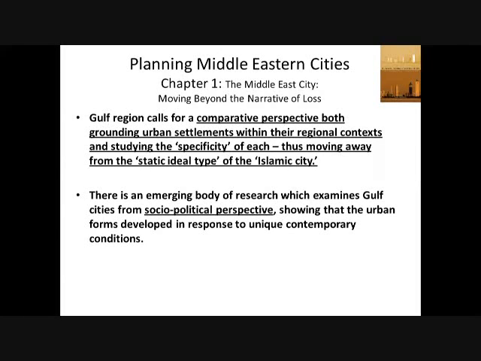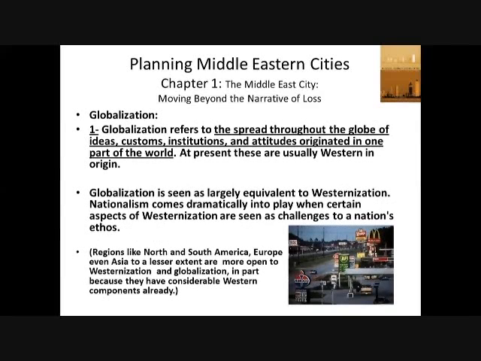So the region calls for a narrative perspective. We cannot understand the Gulf region from one single perspective. We have to understand it from multiple perspectives at the same time, studying the specificity of each, moving away from a static ideal type of Islam. There is an imagery that examines the Gulf from a socio-political perspective. We cannot understand the cities only from one perspective.